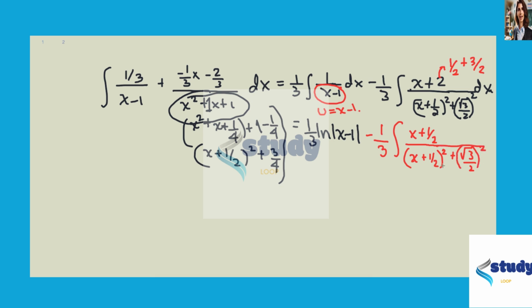So that deals with the 1/2 here. And now for the 3 halves, I'll just come down and write that on the side. So I still have this minus 1/3 that was outside the integral. And then just 3 halves up here.